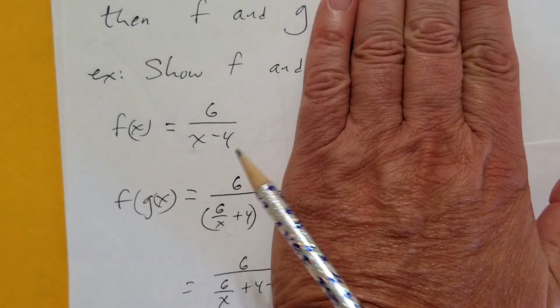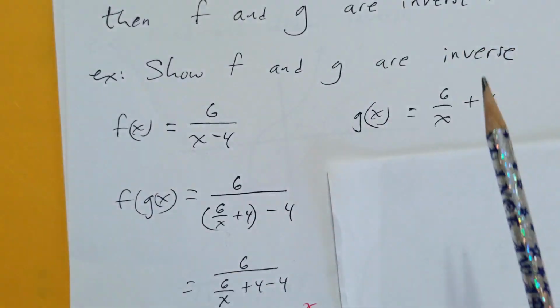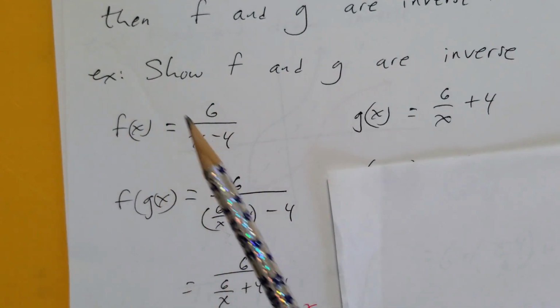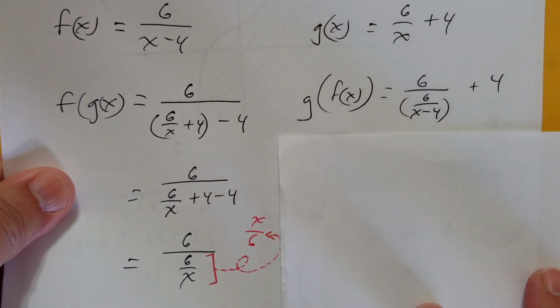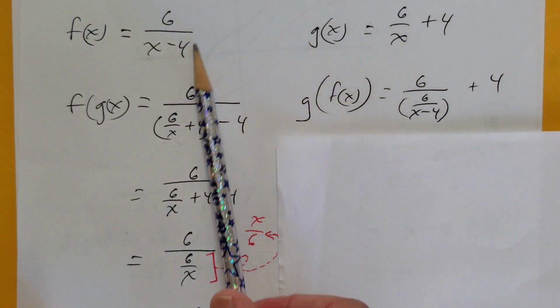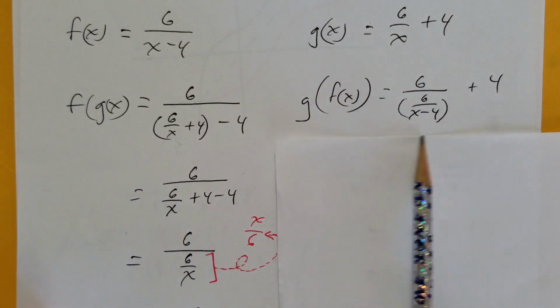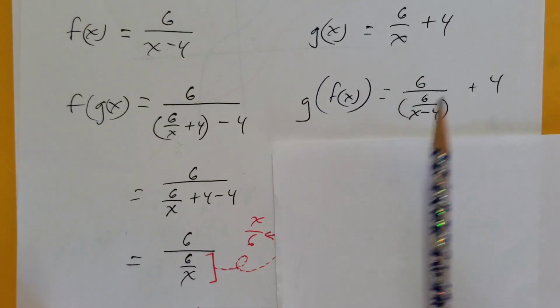How? By finding the inverse of this and seeing what it is? No. By plugging one into the other and getting x. What if you plug this into this? You should still get x. Watch. Now we're doing g of f of x. So we take all of this and put it right there. That's what I did. So let's simplify this.